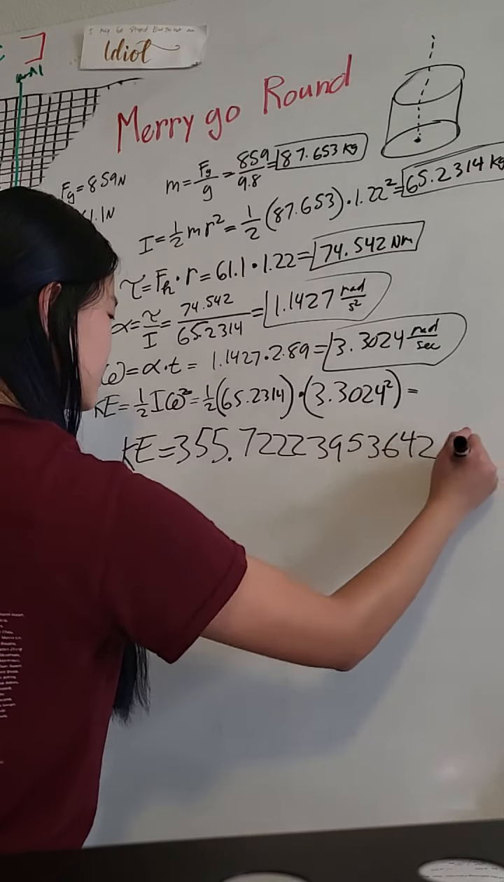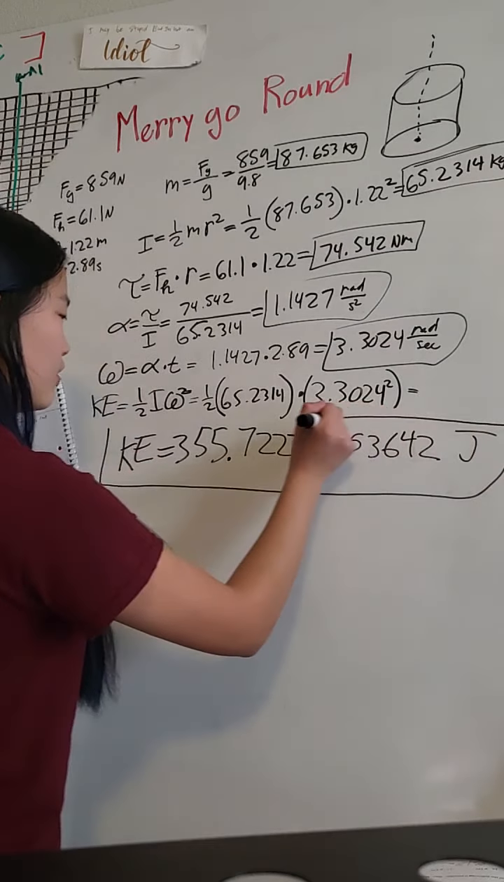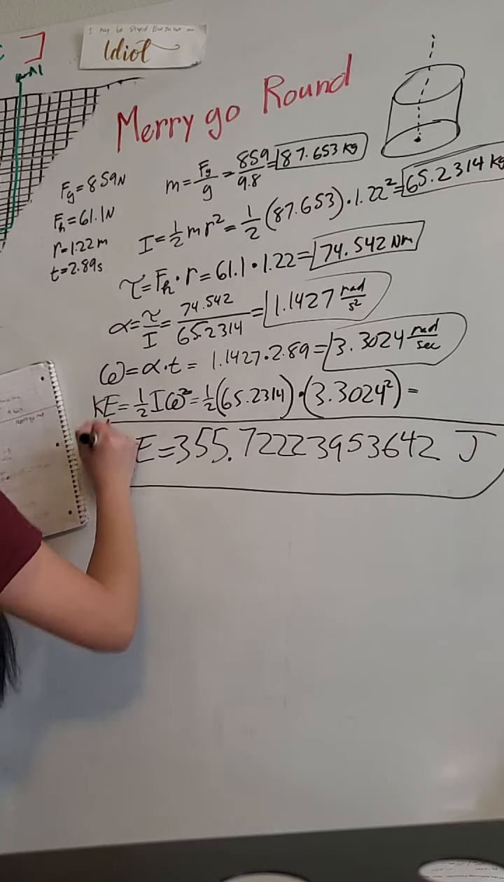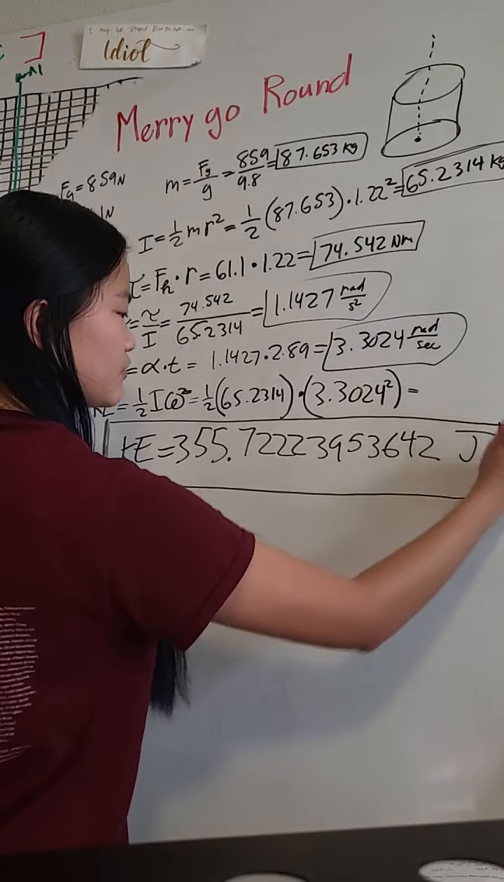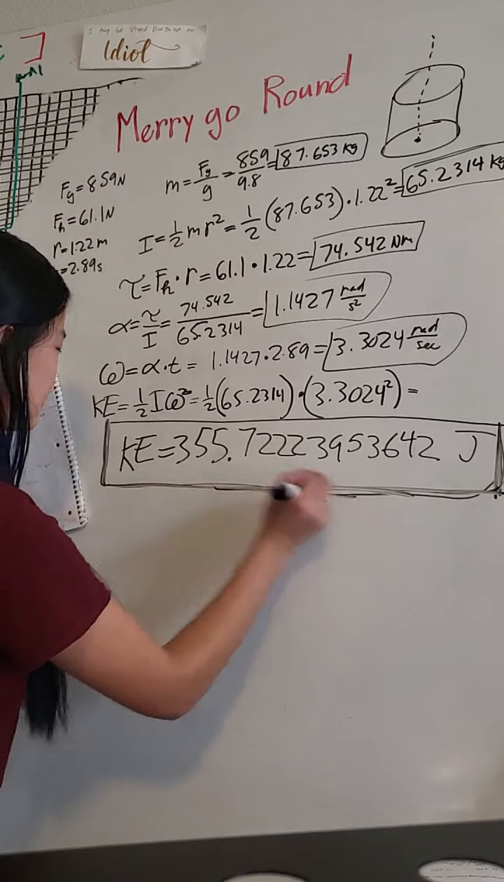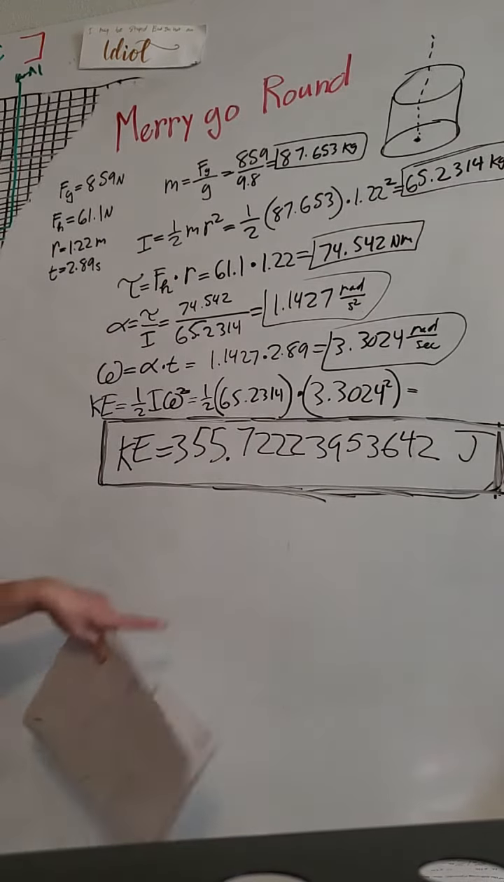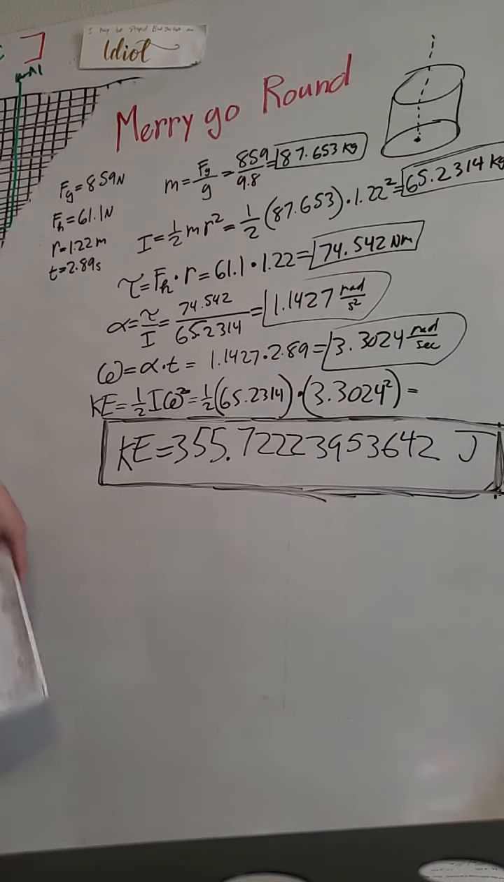355.7222395364 joules. Now, obviously, you don't need all of those numbers in Quest. However, I am very skeptical of Quest, and I like to put in every digit my calculator can give me. At some point, I don't know where, Quest should eventually stop counting numbers, somewhere here, I think. I don't really know. But that's the answer you get, and that's the math for it.